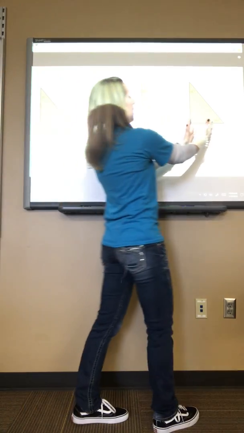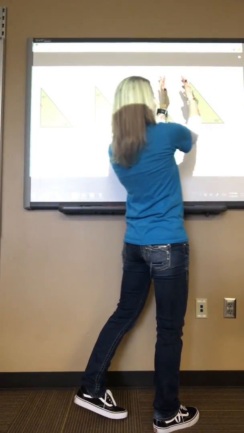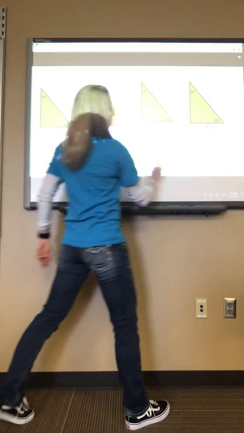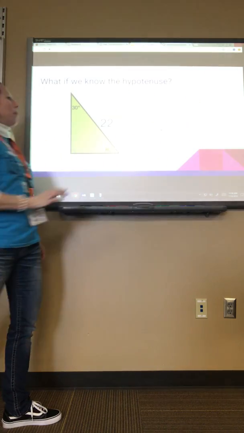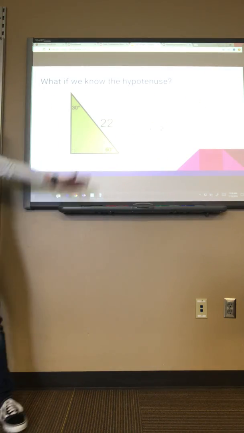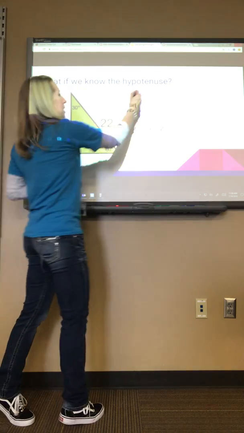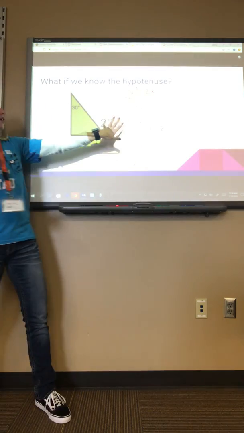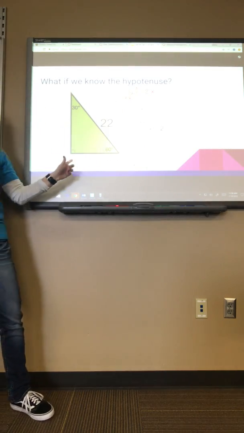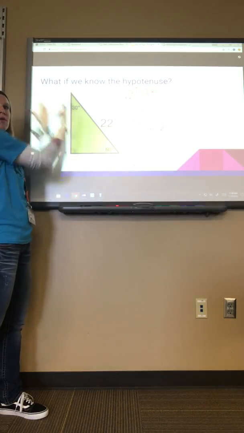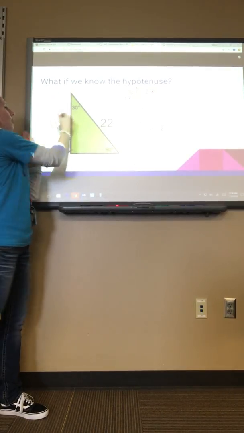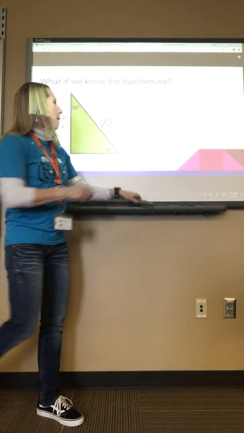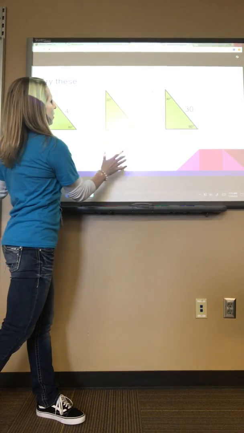So, short leg times 2, short leg times radical 3. Everything revolves around the short leg. But what if we have to go backwards, right? Well, it's easiest going backwards if you know the hypotenuse. The hypotenuse is always times 2. X, 2x, x radical 3. So you do 22 divided by 2, which is 11. And now that we know the short leg, what's the long leg? 11 radical 3. So if you go backwards from the hypotenuse, divide by 2.